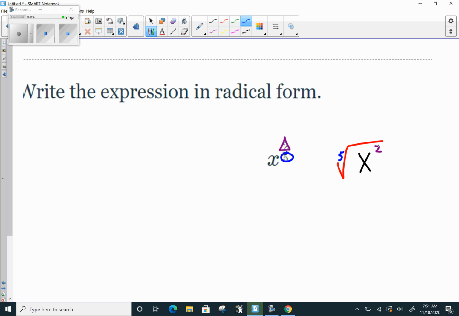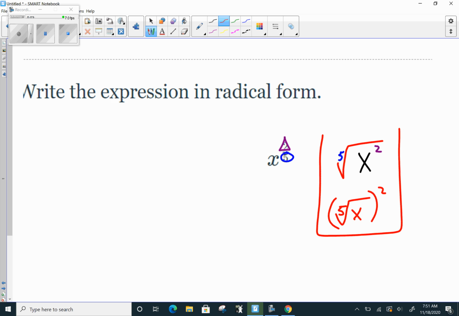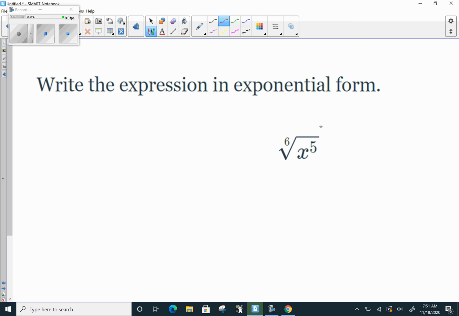I mentioned this before. This is exactly the same thing as if I wanted to write the 5th root of x to the 2nd power. These two expressions are the same thing. Please take notes along with me, so you have a couple of ideas before you start your actual lesson. We're going to do another one real quick just to make sure.